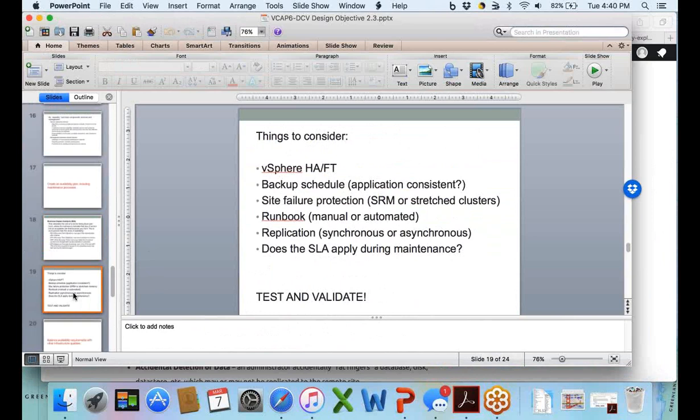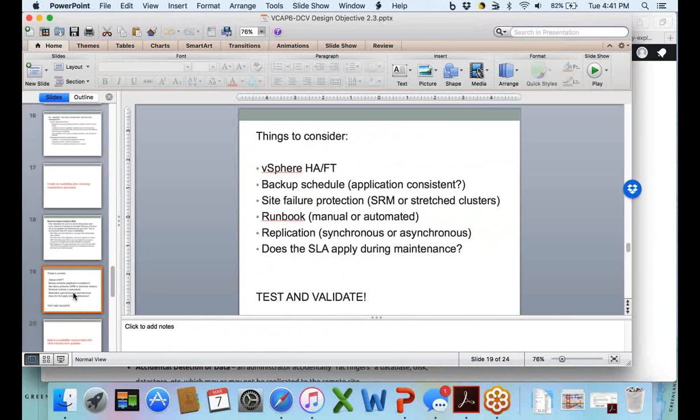Right? Because again, this is going to play into your RPO, for example. Are your backups going to be application consistent? What about vSphere HA? How should that be configured? Because if your SLA is 99%, probably n+1 is more than sufficient. But if you have, for example, five nines for your SLA, you're probably going to be looking at n+2 at a minimum, I'd say. So that's going to change the way that you configure vSphere high availability.